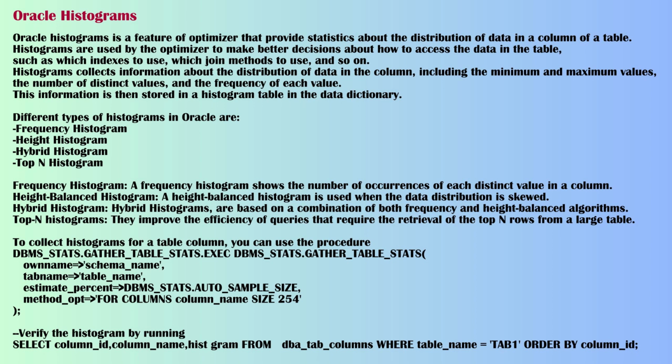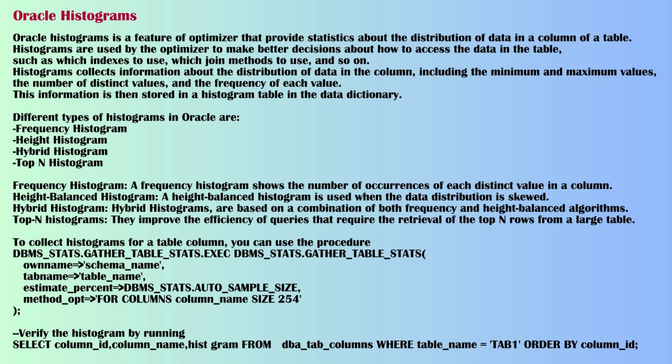Oracle histograms can be collected using the dbms_stats package in Oracle. The dbms_stats package provides a collection of procedures that allow you to gather and manage statistics for the optimizer. To collect histograms for a table column, you can use the procedure dbms_stats.gather_table_stats. Here's an example. Exec dbms_stats.gather_table_stats. Ownname equals schema_name.